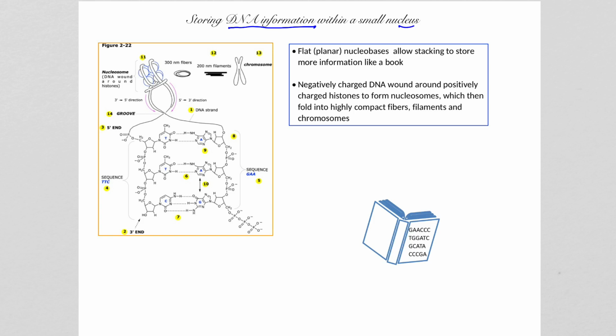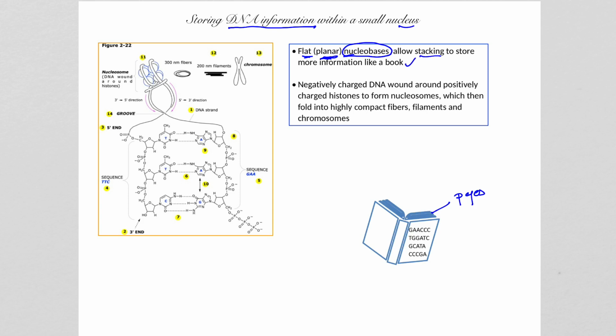One is the nucleobases themselves. The information is planar. These nucleobases are planar. They are flat molecules. So they look like the pages in a book, two-dimensional. And therefore you can stack the pages just like a book.